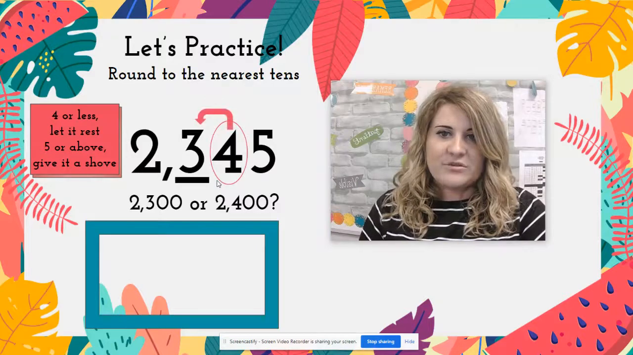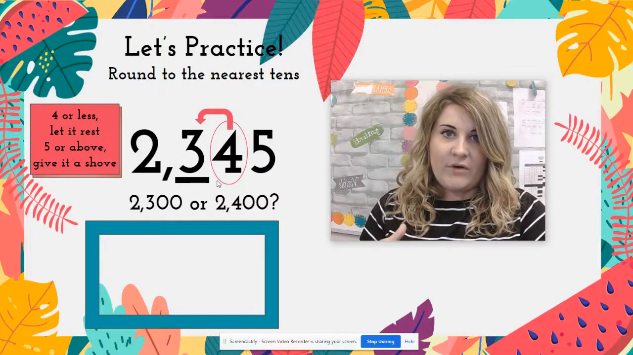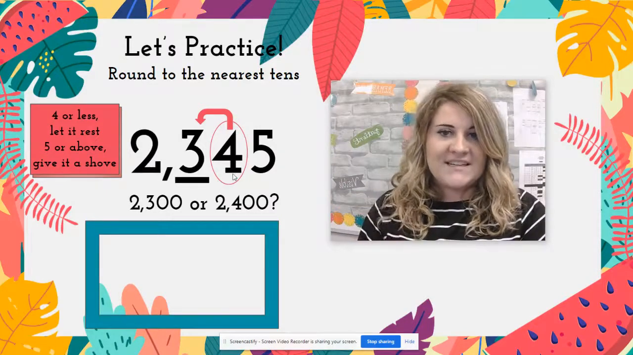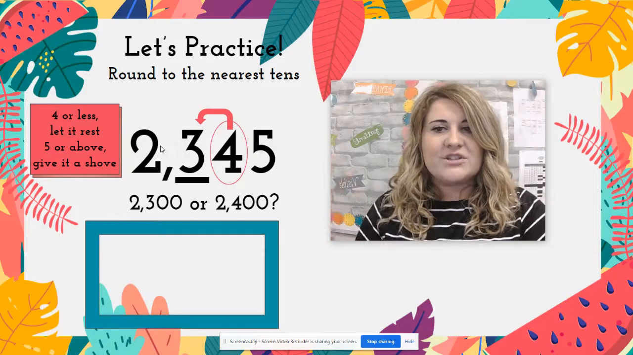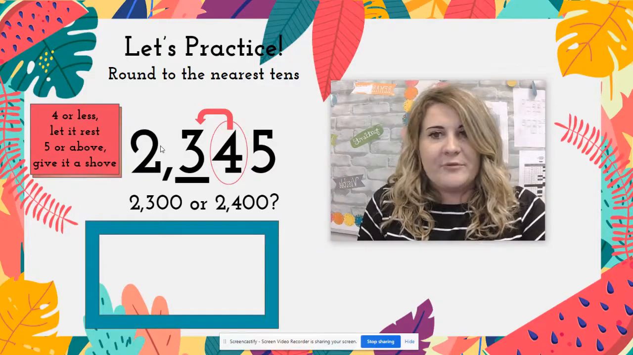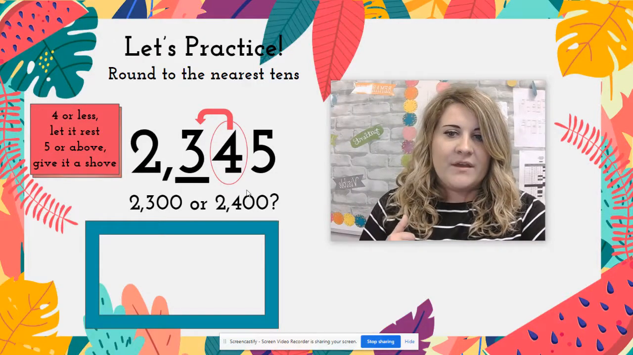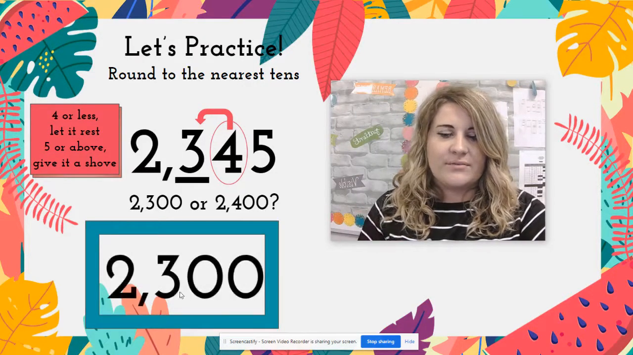The 4 tells the 3 to do what? Rest or bump up? Tells it to rest. So we're going to let the 3 rest. The 4 and the 5 are both going to become zeros, and then the 2 is just going to drop straight down. Just like before, the 2 doesn't change. Thousands place is typically going to stay the same, okay? So our answer here is 2,300.